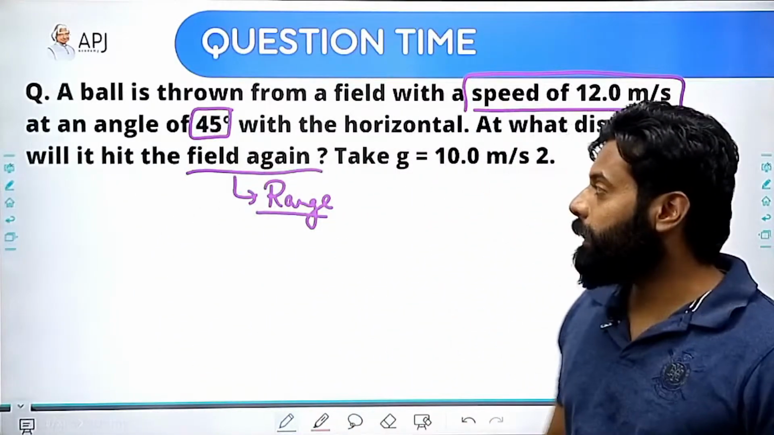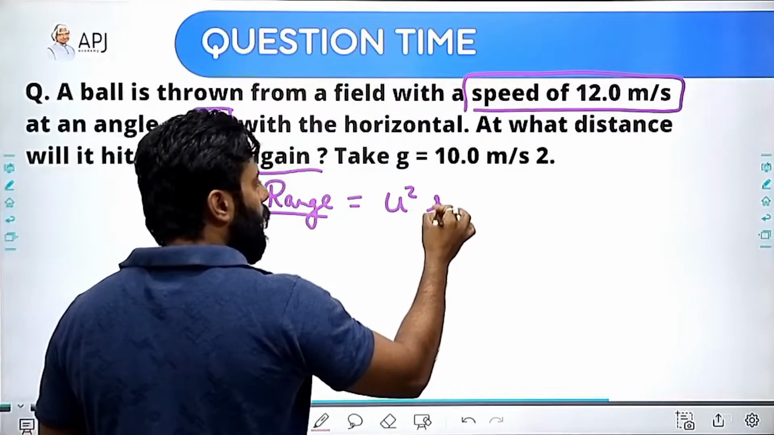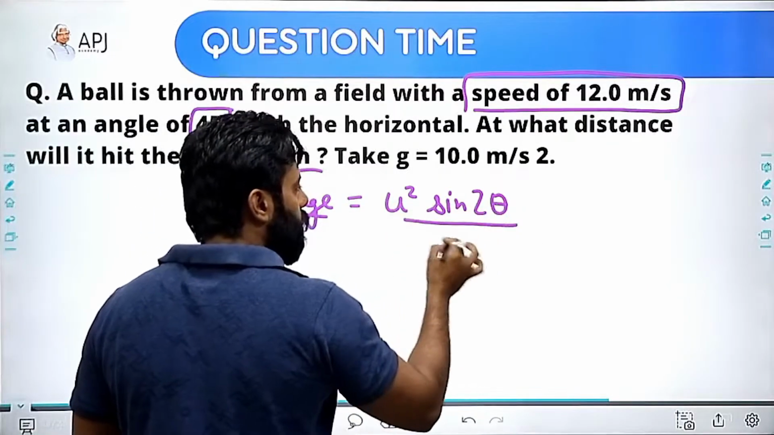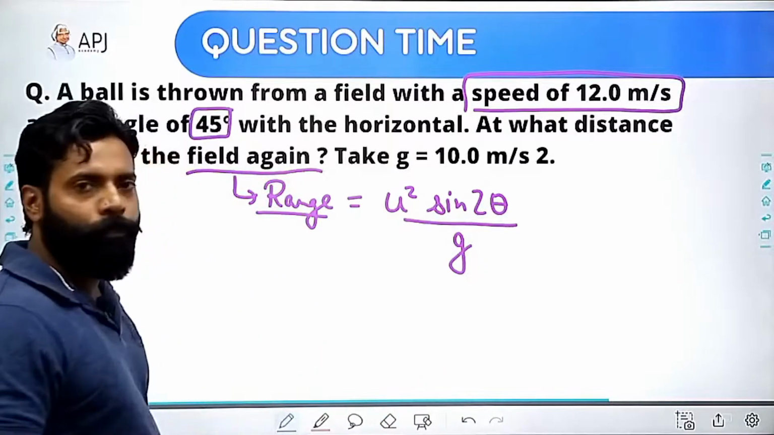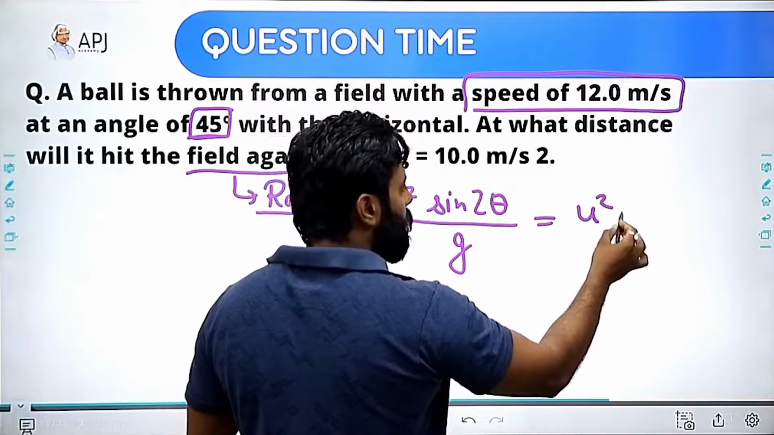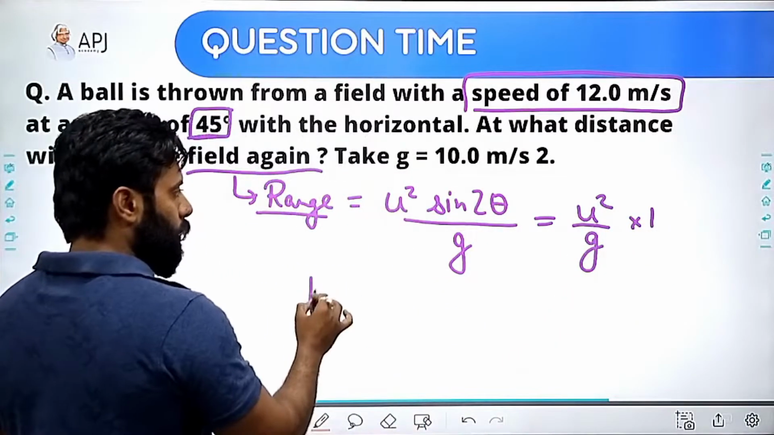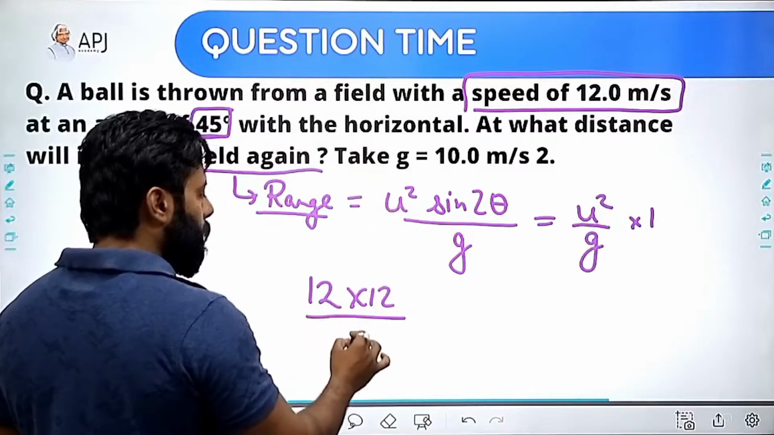They are asking for the range. What is the range formula which we have discussed? The range formula is u square sine 2 theta by g. This is the range formula. And if you substitute the value of 45 degree, at 45 degree the range is maximum, then it would become u square by g. So you can use 12 into 12 divided by 10.